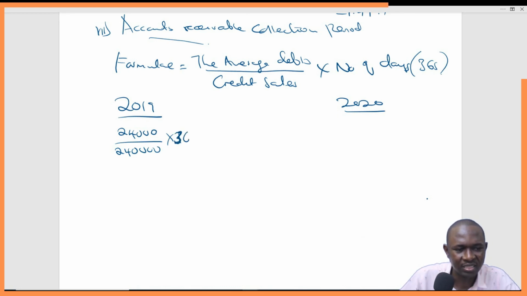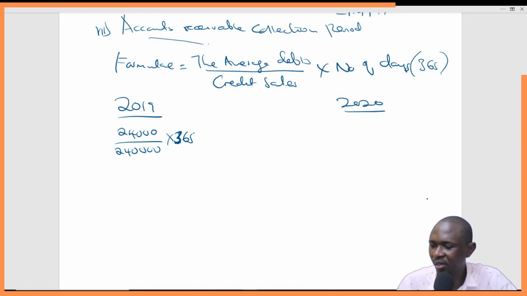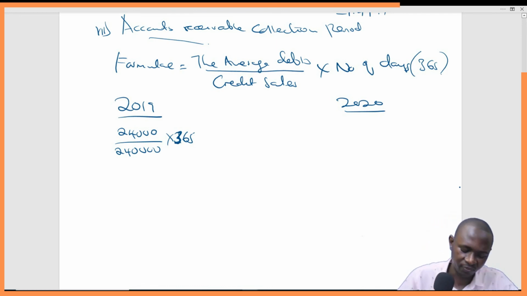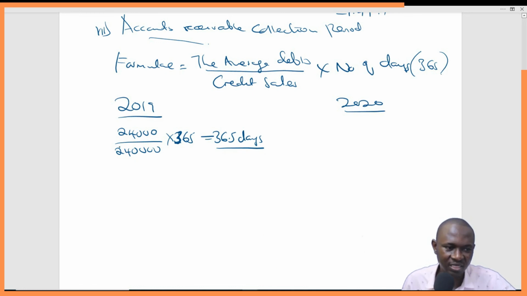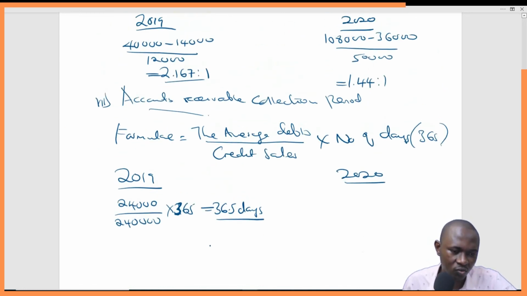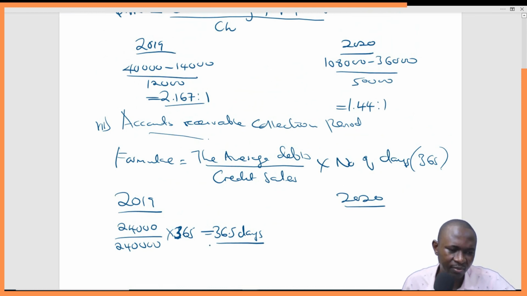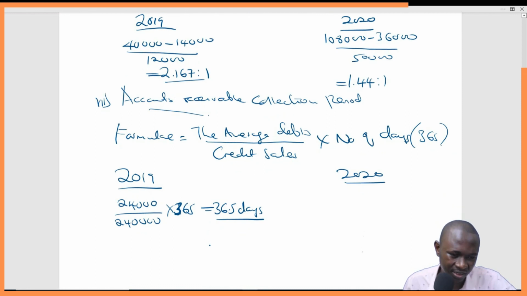365. This is a turnover, generally the turnover or activity ratio that shows us how fast, the number of days that it takes for us to collect our outstanding. So 24,000 divided by 240 equals 0.1 times 365. So this is 36.5. This is 36.5 days. So it takes us 36.5 days to collect the money that the debtors owe us.